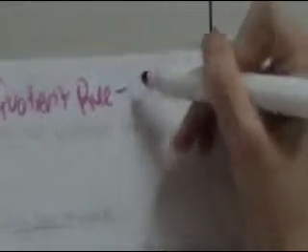And next is the quotient rule. That says that when dividing two powers with the same base, x to the 3rd divided by x to the 4th, you can subtract the exponents.